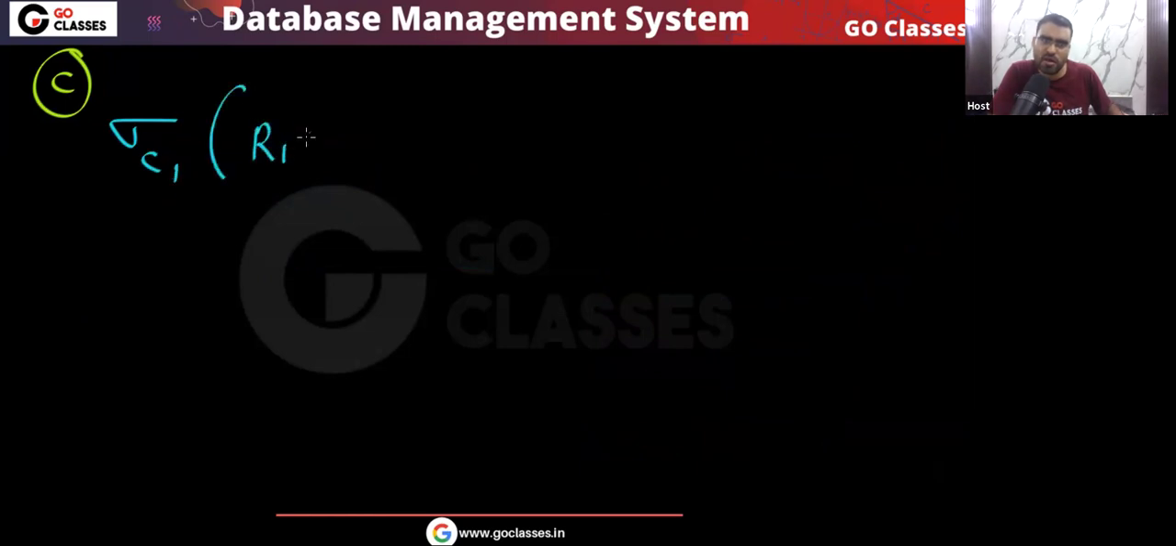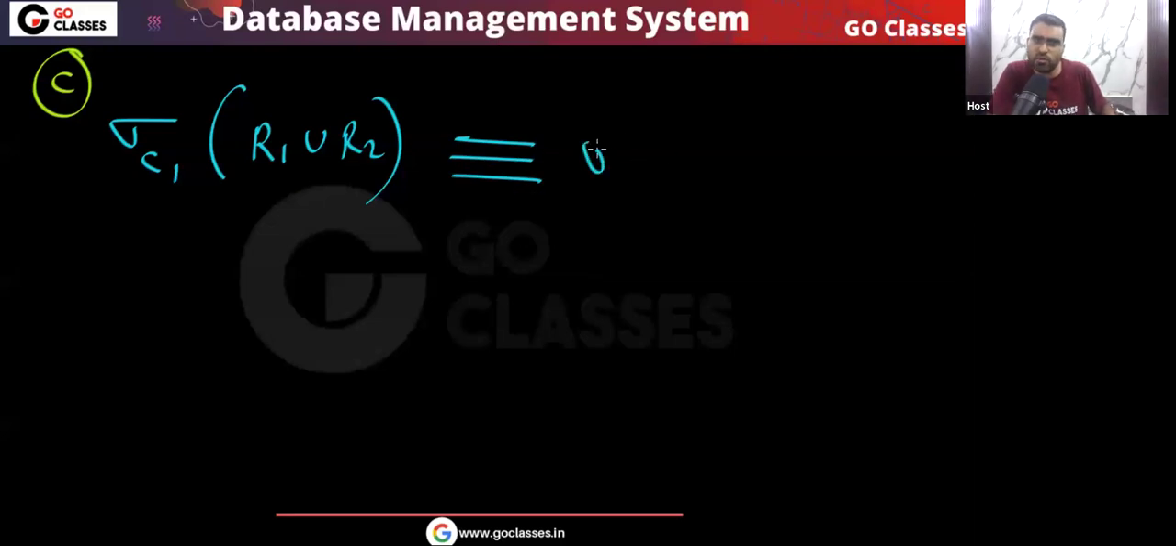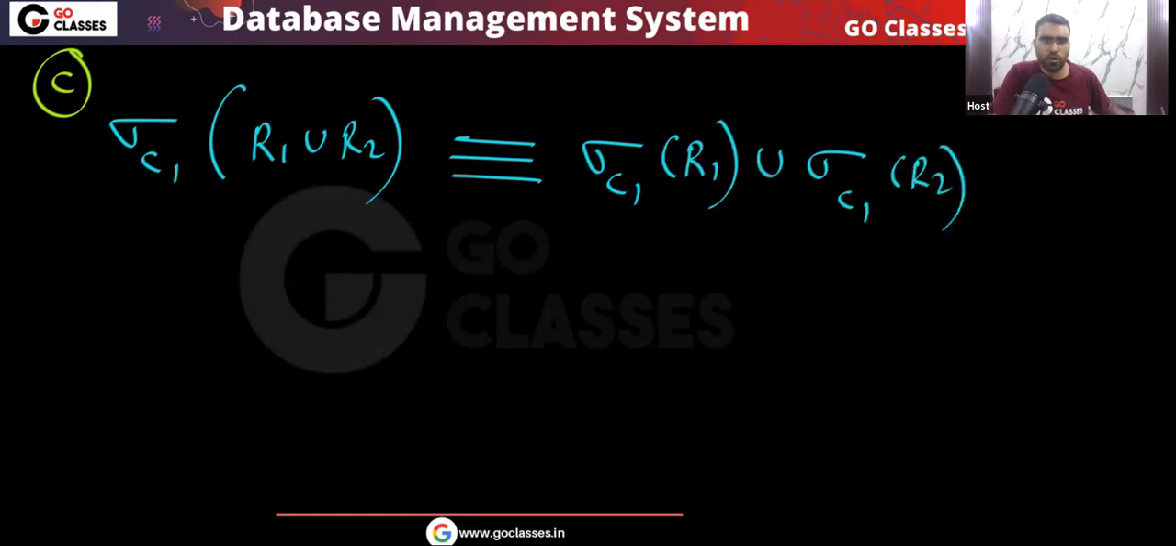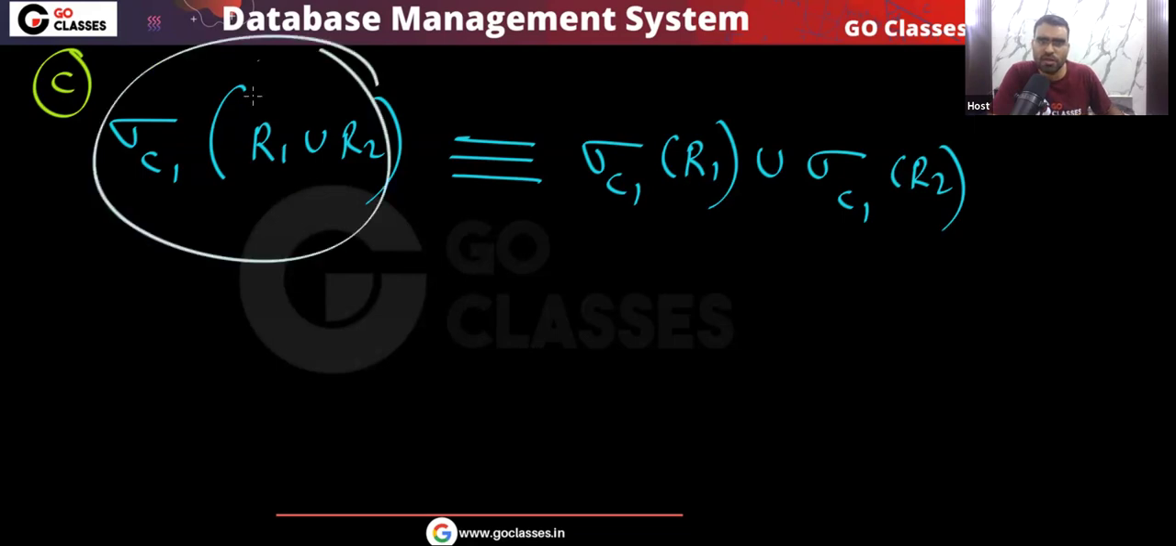Please tell me, in this option C, LHS and RHS are actually equivalent. Condition C1 on R1 union R2 is equivalent to condition C1 on R1 union condition C1 on R2. The proof, did you understand? This was a beautiful proof. I hope you understood this. This was not complicated. This was an easy proof that these queries are actually equivalent.